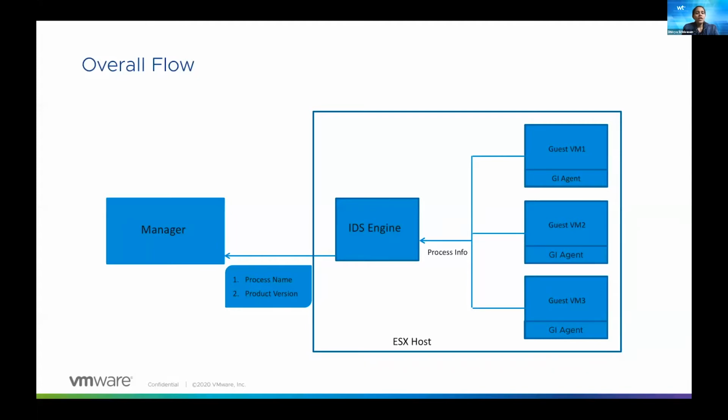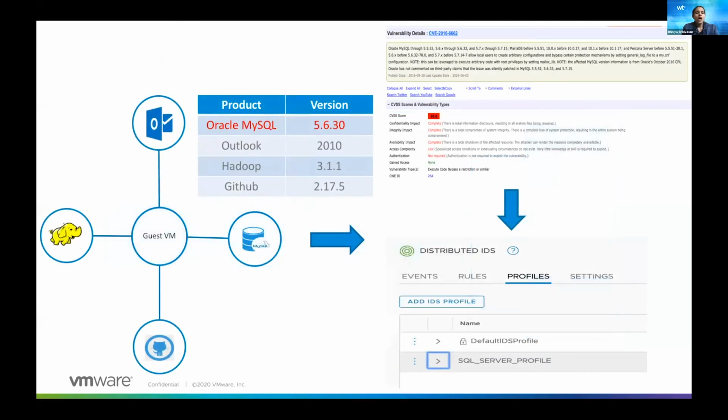We can also leverage the guest introspection agent running on the user workloads to get additional context information on an intrusion when it is actually detected, like which user running which process on which VM caused this intrusion. This can help the admin to better debug or troubleshoot his data center. Now moving on to the next slide, we will see how the process info is used by the manager in auto-creating a profile.